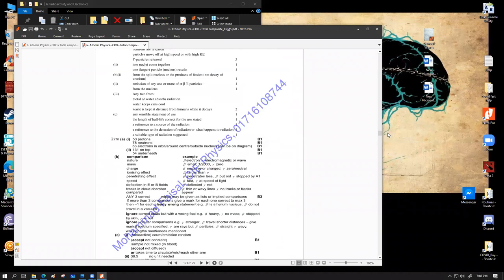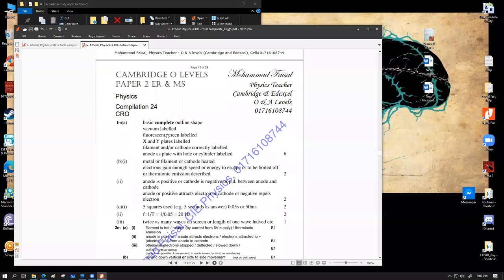So: basic complete outline shape, vacuum labeled, fluorescent screen labeled, X and Y plates labeled, filament and/or cathode correctly labeled. Filament can be labeled, cathode can be labeled. Anode as a plate with the hole or cylinder labeled. So the anode should be labeled as a cylinder. Some CROs use a cylinder as well, or there has to be a central hole in the anode. So these are the six different points by which the examiners are going to mark you.